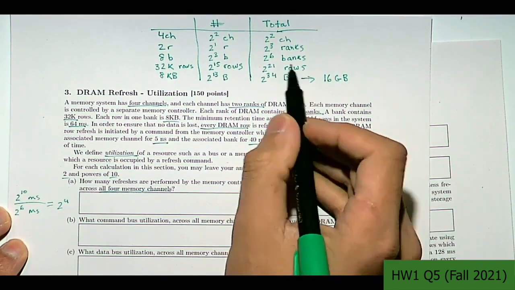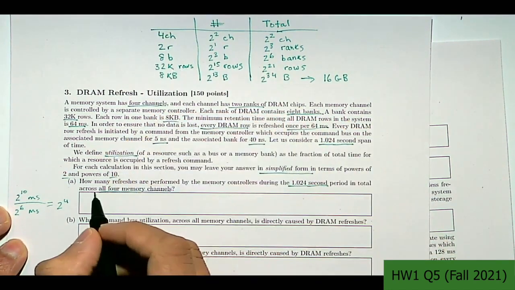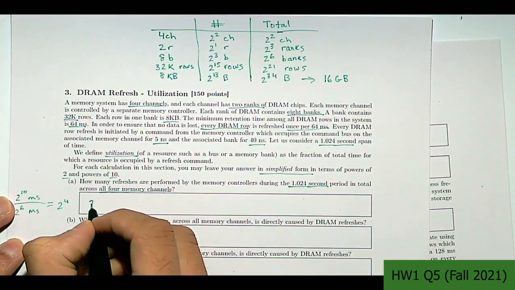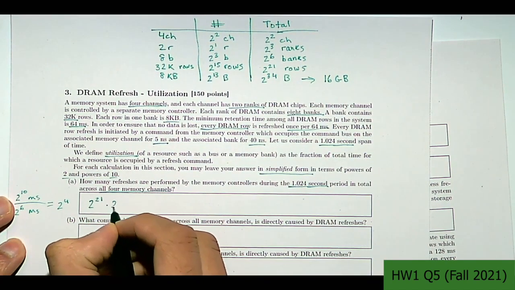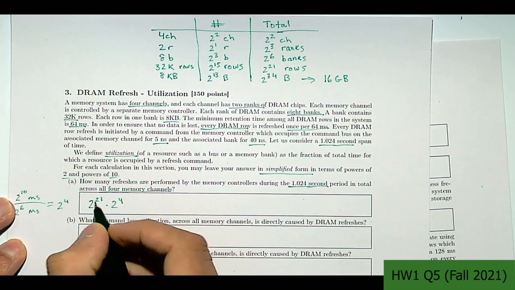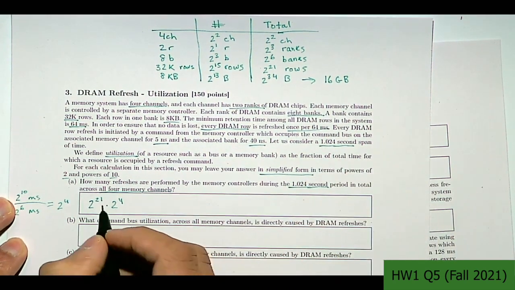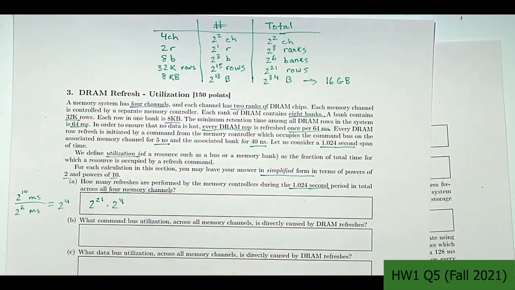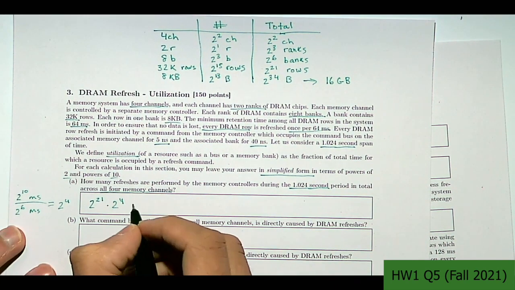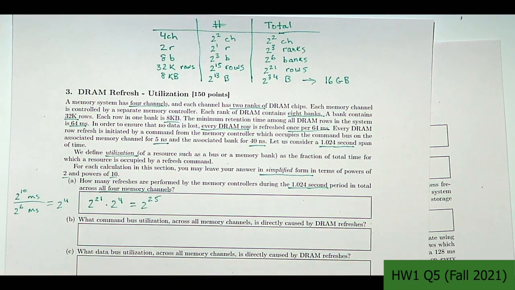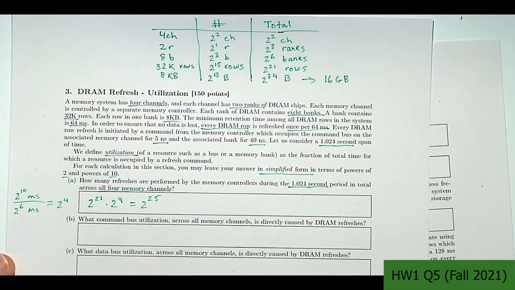And so up here, we computed how many rows there are in the system because we're considering across all 4 channels. That's this value here, right? So our answer here is 2 to the 21 times 2 to the 4, right? Because every period, we're refreshing all 2 to the 21 rows, and we have 2 to the 4 refresh periods. And so it's actually fine to just leave our answer like that. Or, if we want, we can simplify it to 2 to the 25 and leave it like this. But the answer is correct in either form, right?